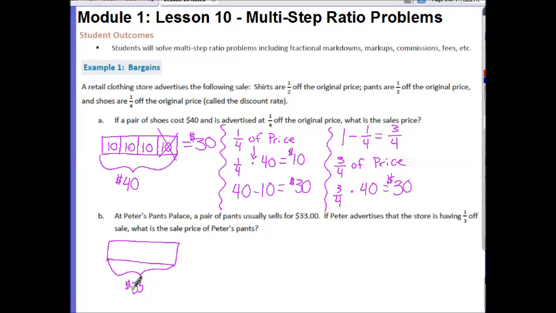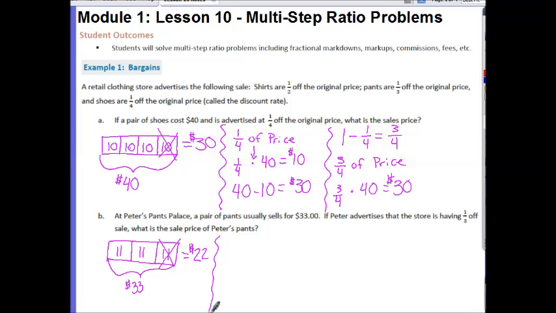And it's going to be 1/3 off, so I need to break my bar into thirds. Okay, and if each of these are the same, I really can think about the fact that 33 divided by 3 is 11. So each of these has a value of 11. So if it's going to be 1/3 off, we would cross off 1/3, and 11 plus 11 is $22. So they're going to be on sale for $22.